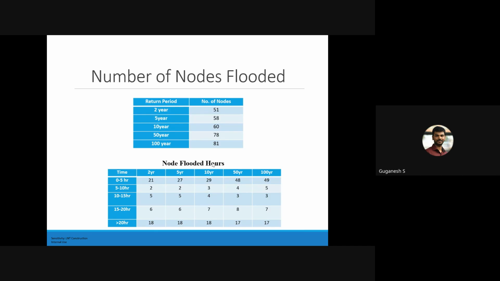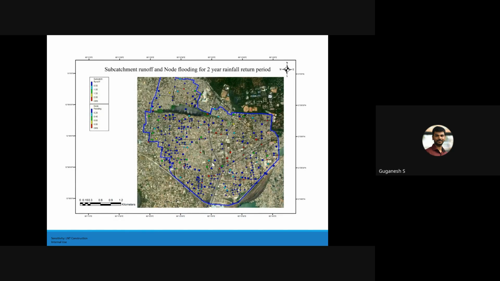So for the 2 years return period, the number of flooded nodes is 51, and it keeps on increasing, and for the 100 years return period, there are 81 nodes that get flooded. So these nodes are classified within time intervals. So 0 to 5 hours, there are 21 nodes flooded for the 2 years return period itself. Likewise, we have classified based on the time interval, and this is the spatial representation of the runoff and node flooding for the 2 years rainfall return period.